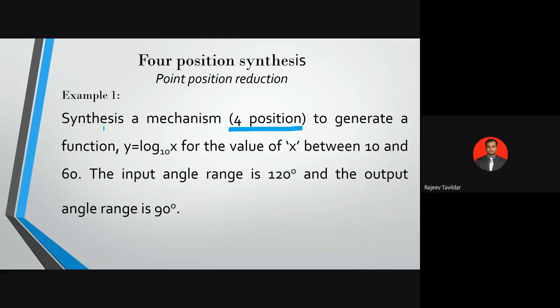You can just note down this problem: to synthesize a mechanism using the four position method to generate the function y equals log of x to the base 10, for the value of x between 10 and 60, and the range of input angle is 120 degrees and the range of output angle is 90 degrees. This is a similar problem which we already solved for three position. I've taken the same set for four position also.